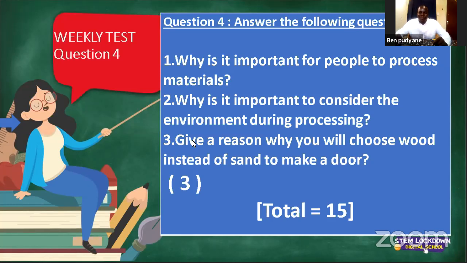Number 2, why is it important to consider the environment during processing? So that we can prevent pollution of land, air, and water. Or you can just say, so that we can prevent pollution.